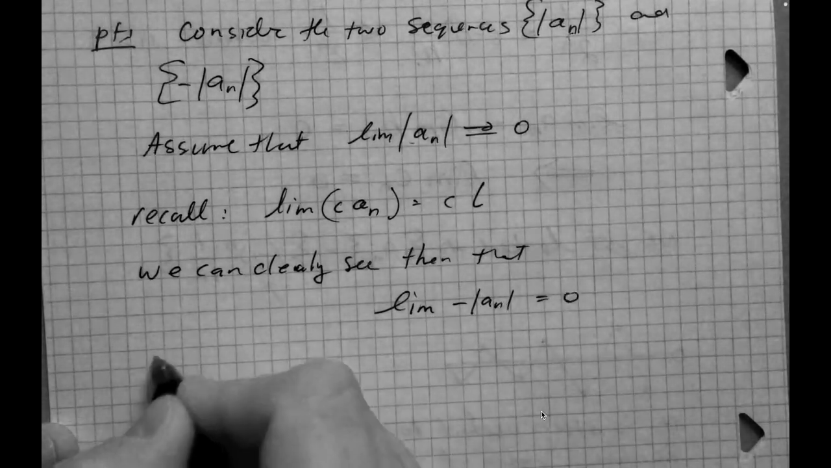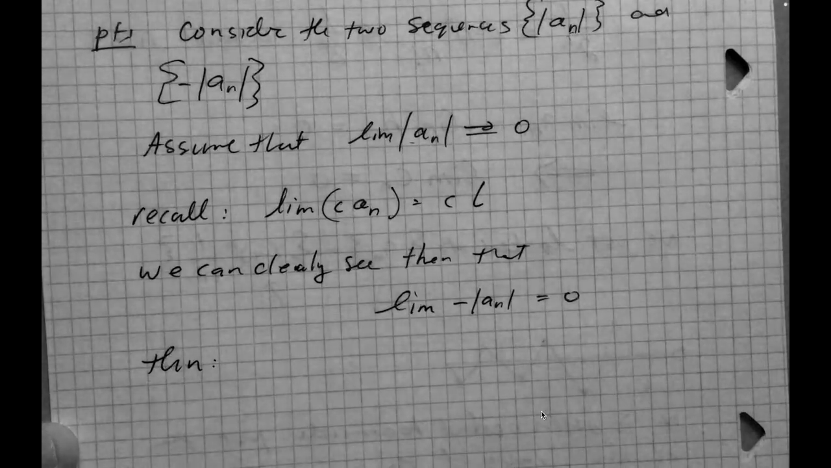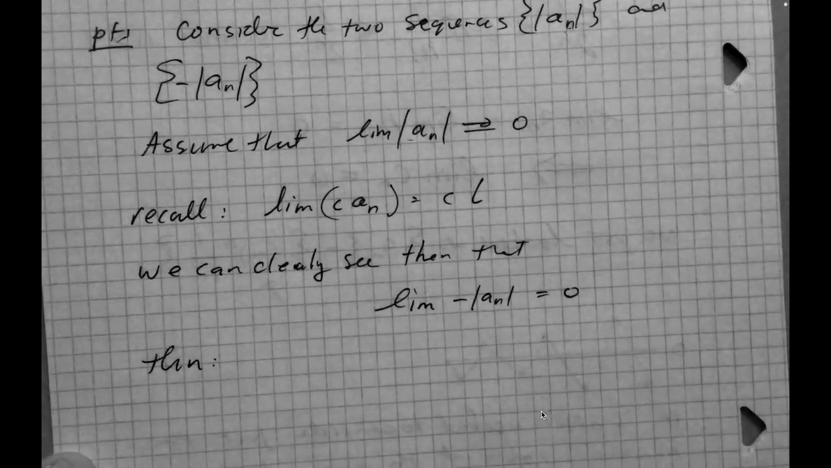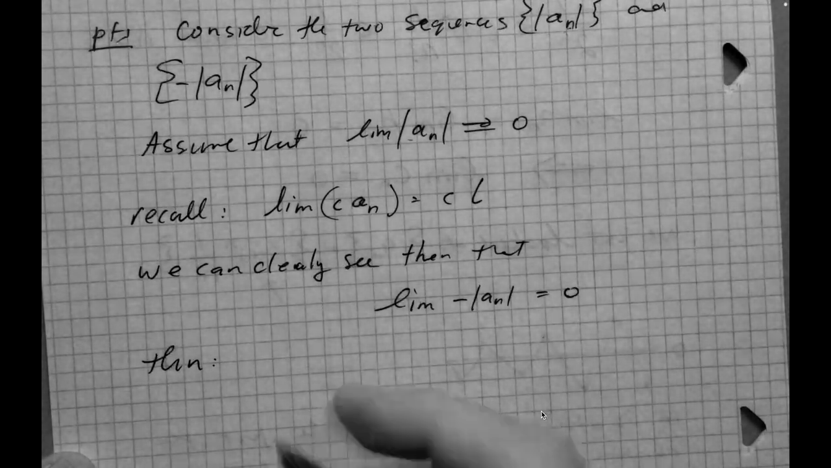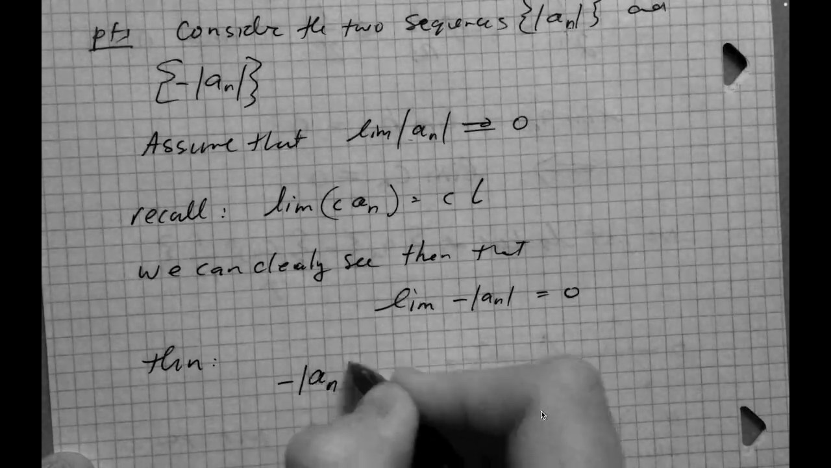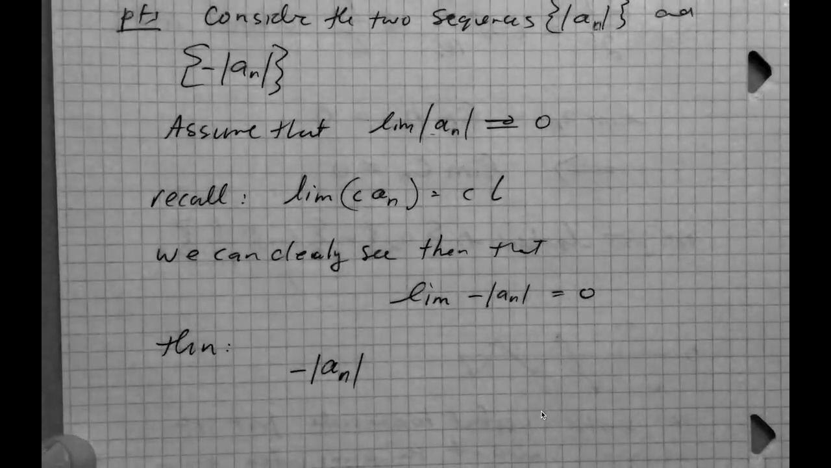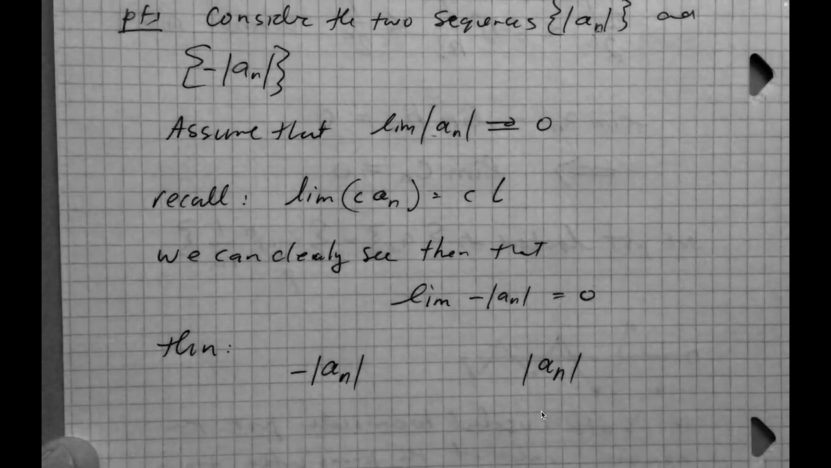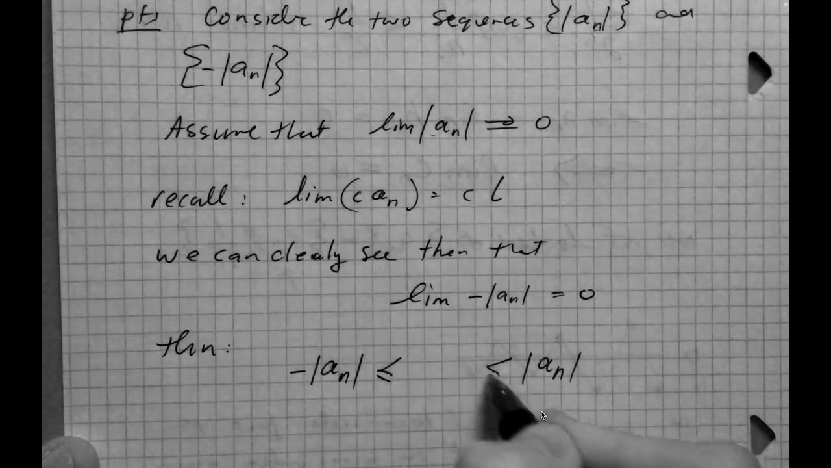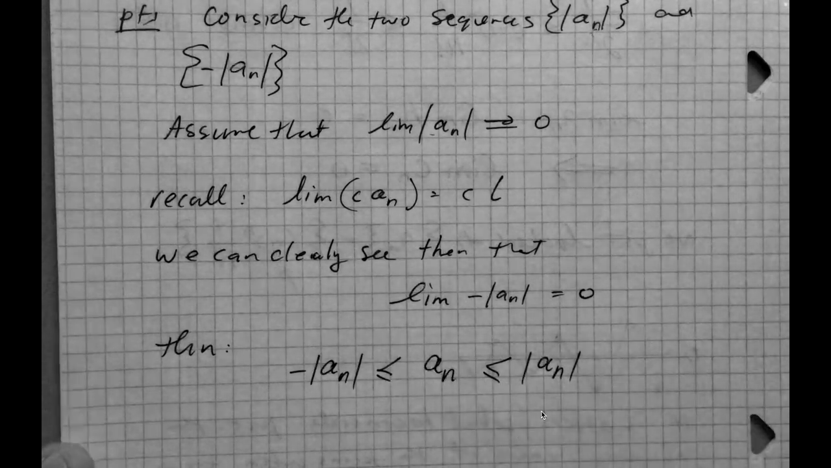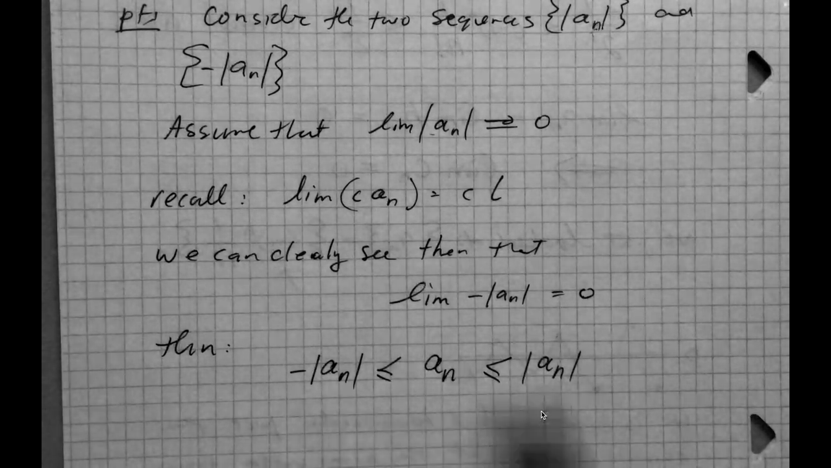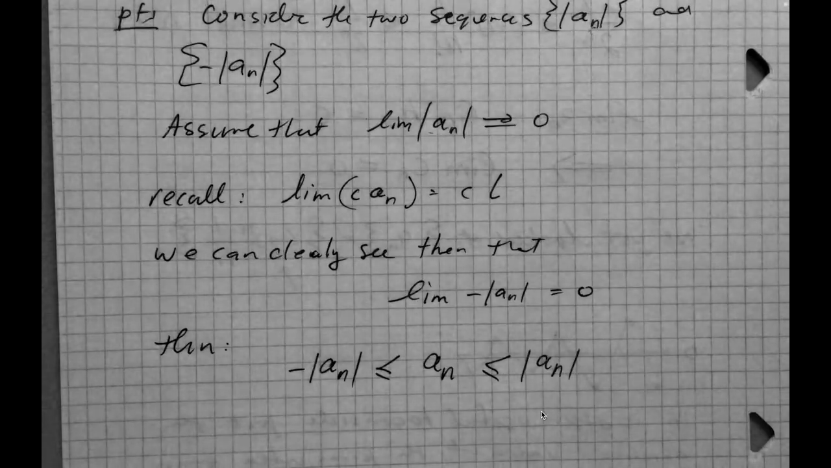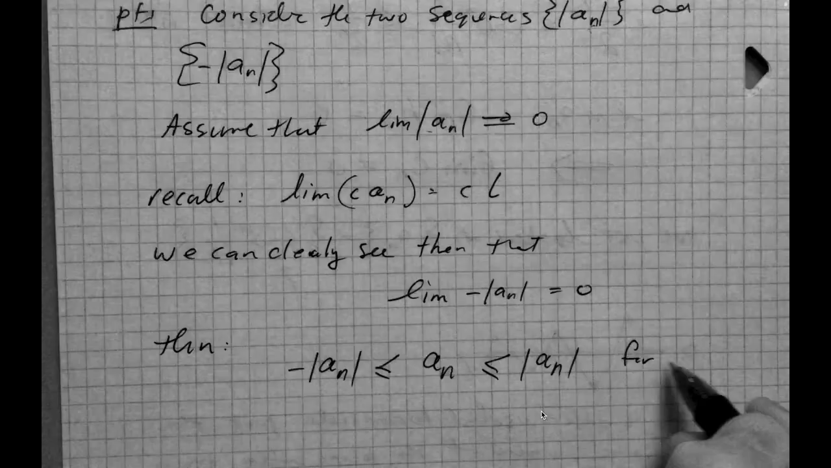Then it should follow immediately from the squeeze theorem. You have negative absolute value of a of n on one end, and on the other end the absolute value of a of n. In between, you just have a of n, and it's going to be between these values. This is true for all n, obviously.